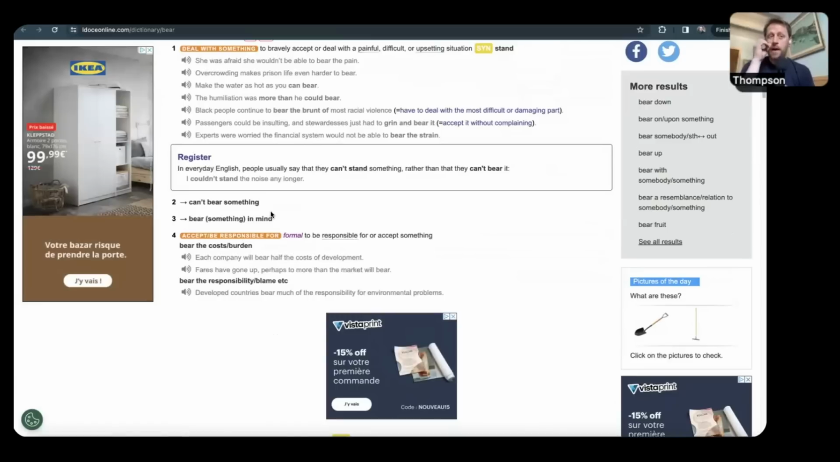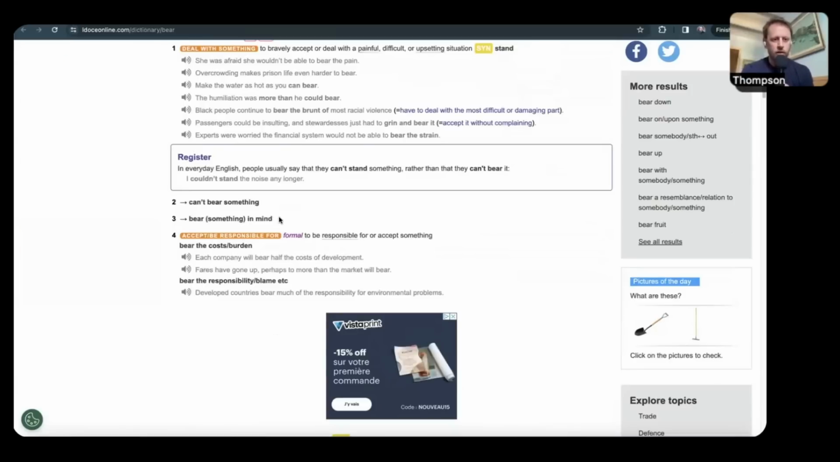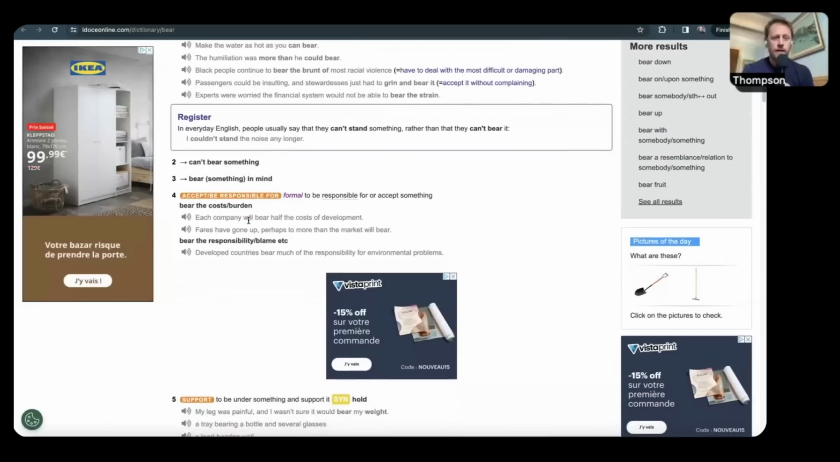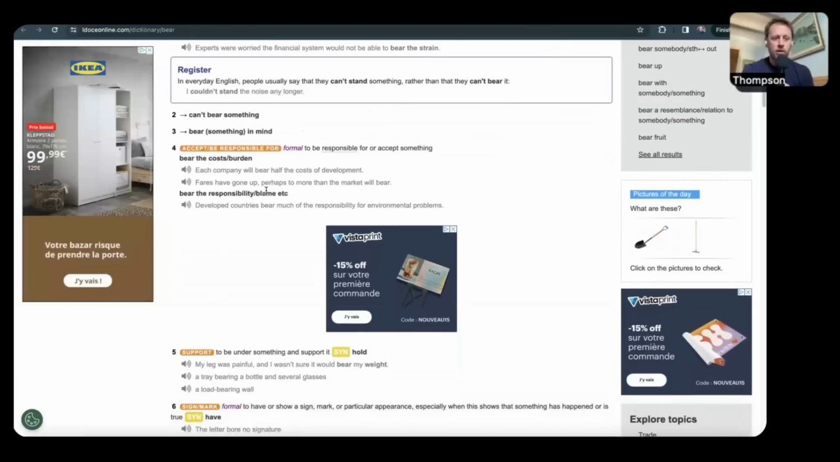For example, I can't bear the heat in the summer in Paris, where I live in July and August. It gets unbearably hot, and I just can't bear it because I'm English. I'm not used to that kind of hot weather. To bear something in mind, meaning sort of that's the example we had, right? Bear the burden, bear the cost.